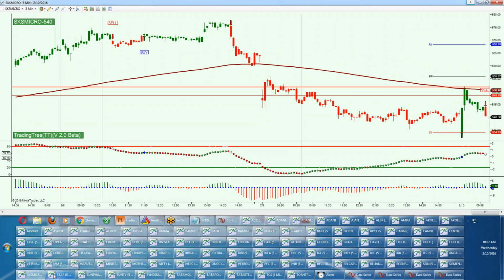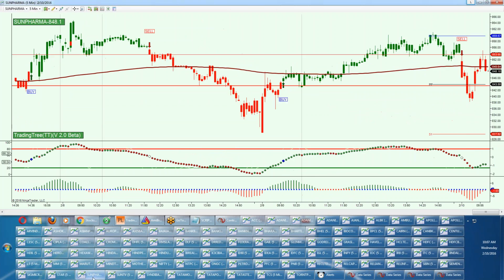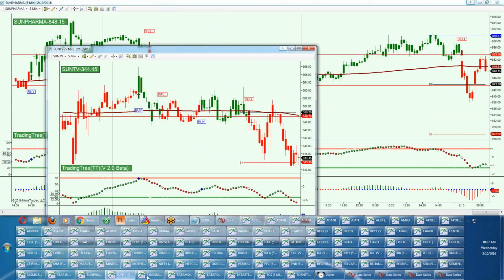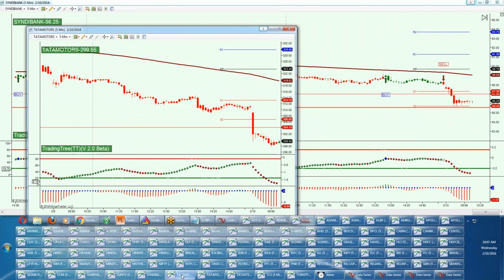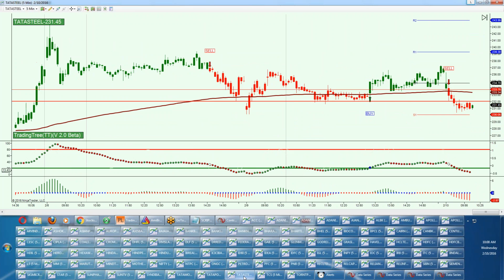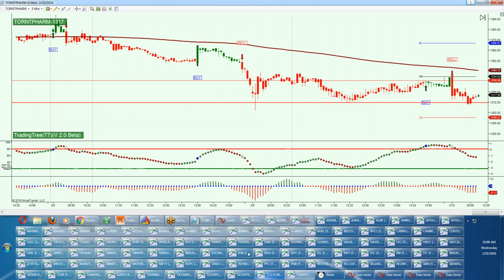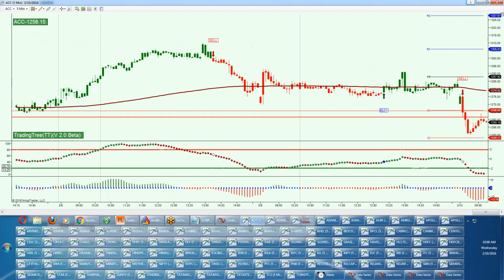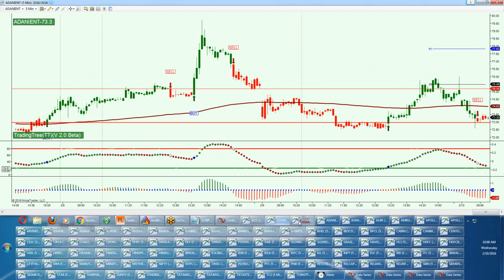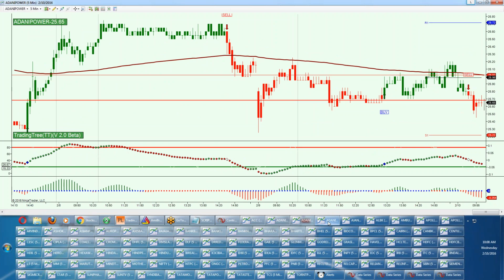SKS, you have a short at 540. The buy has not triggered. That's Sun Pharma, Sun TV, Syndicate Bank, Tata Motors, Tata Power. The entry is not done still. Tata Steel entry is already done. It's TCS. Torrent entry is done. ACC, you can just see that. Adani Enterprises, Adani Ports already in profit. Adani Power, the entry is done.